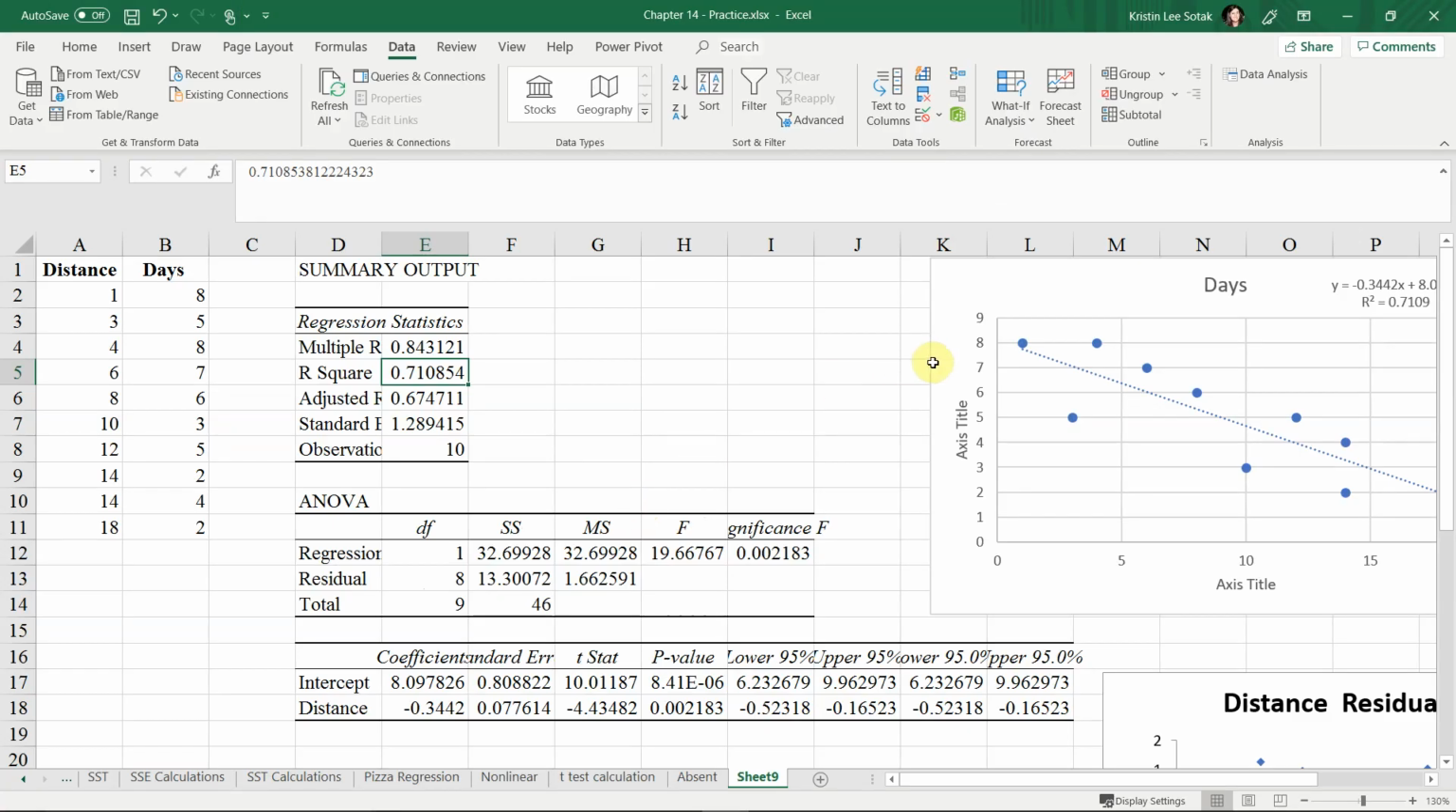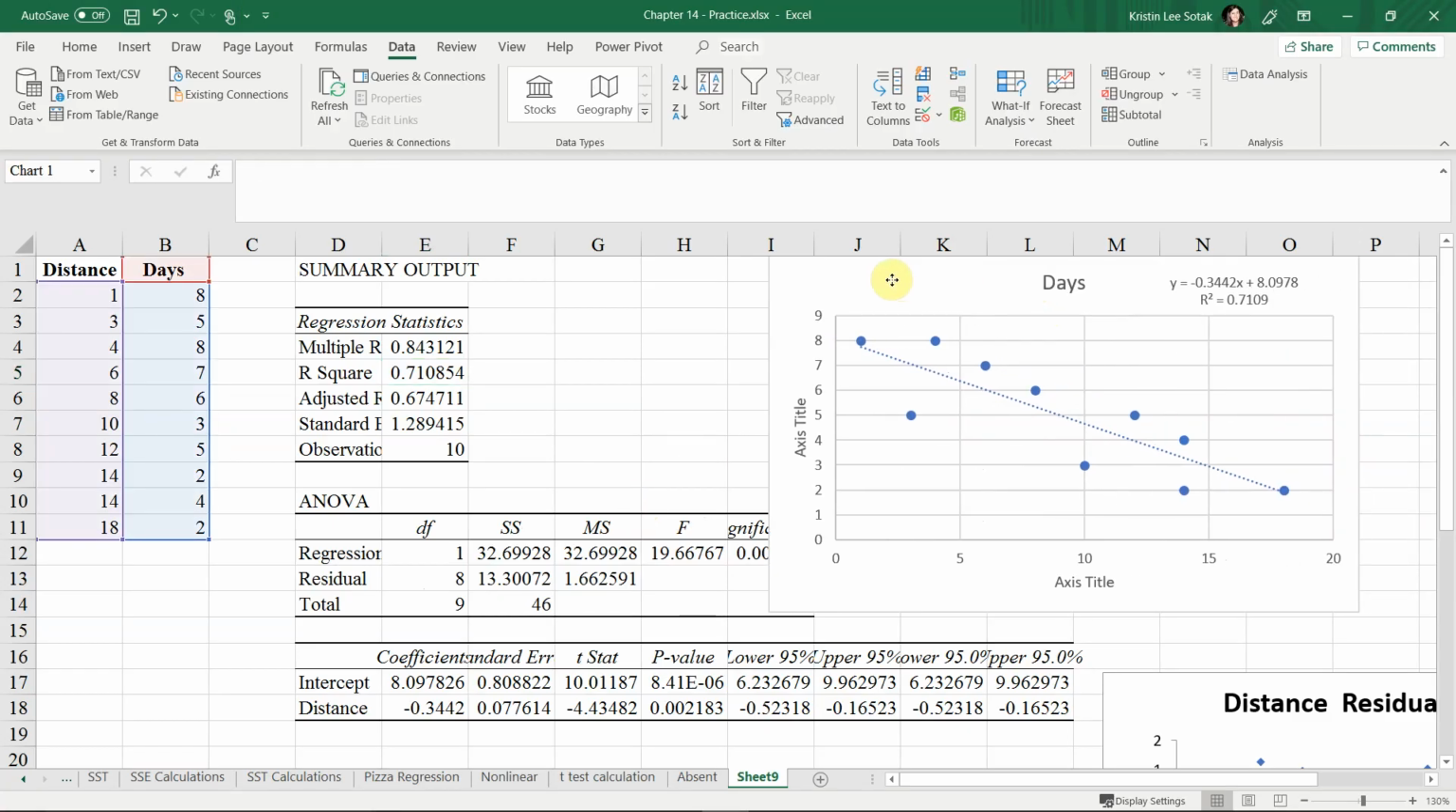So that's more or less all there is to it. The only thing it could have asked is to make a prediction. We could say, given the distance is 15 miles, what would you predict for days? We could just plug in x there in the equation, and we'd get a predicted value of y. Two things I want to point out. One, say it said, predict the days being absent given you live 24 miles away.